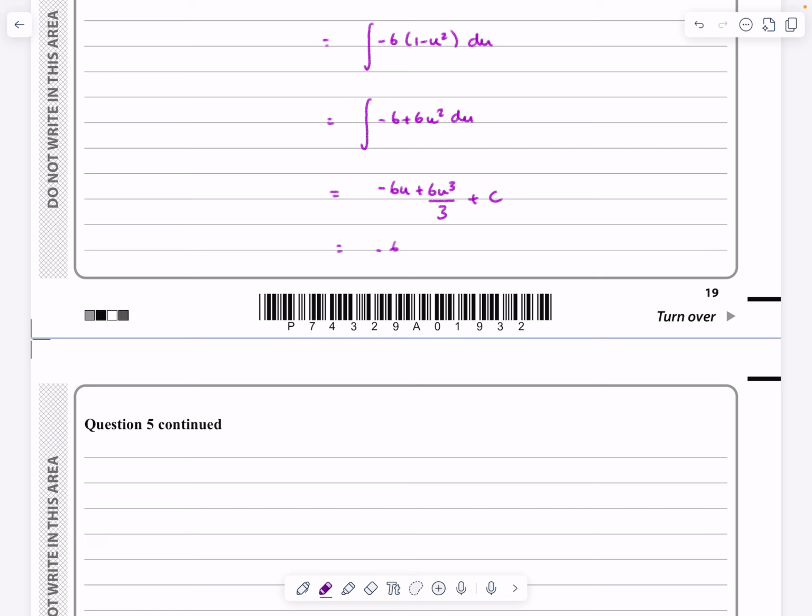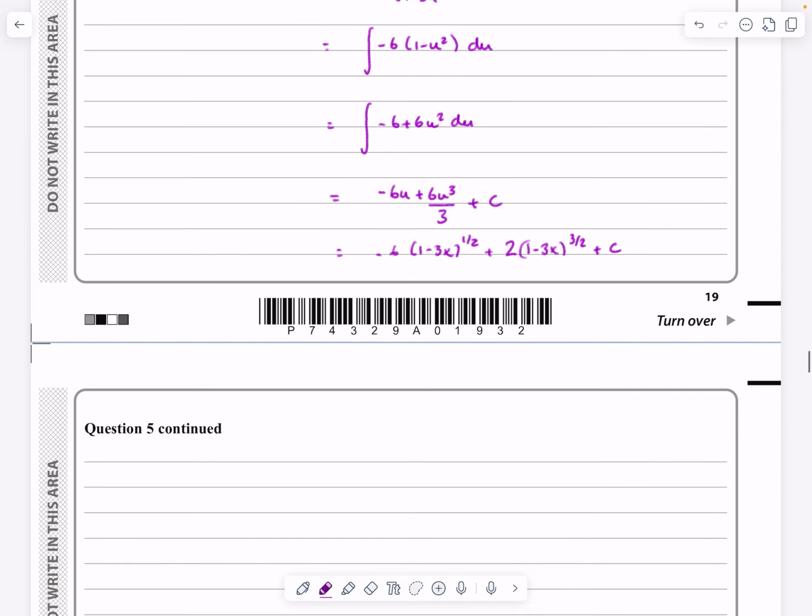I was deciding whether to call it square root, but we won't do yet. I put (1 minus 3x) to the half. So it's minus 6 lots of that, plus 2u cubed, which is 2 times (1 minus 3x) to the half, cubed. Now, if you want to, you can put cubed like that, but I'm not going to do that. I'm actually going to say, if it's a half, cubed just becomes 3 over 2 there, plus a constant. If you're not sure about that, then just do a bit of work on actually working with your indices.